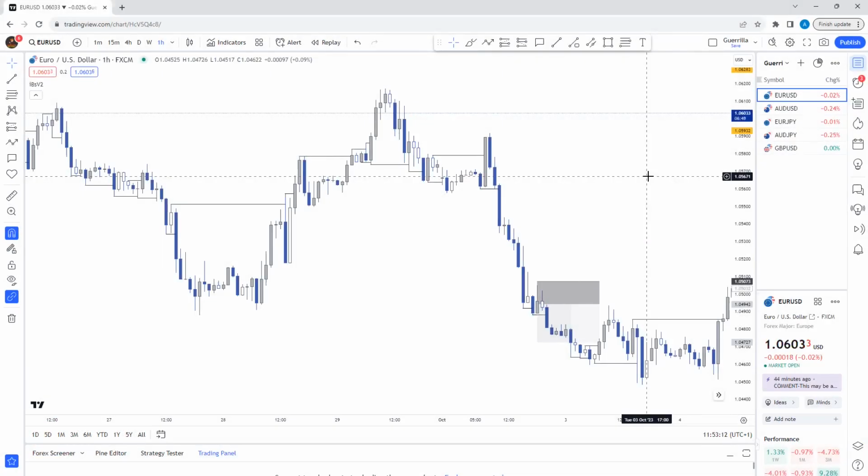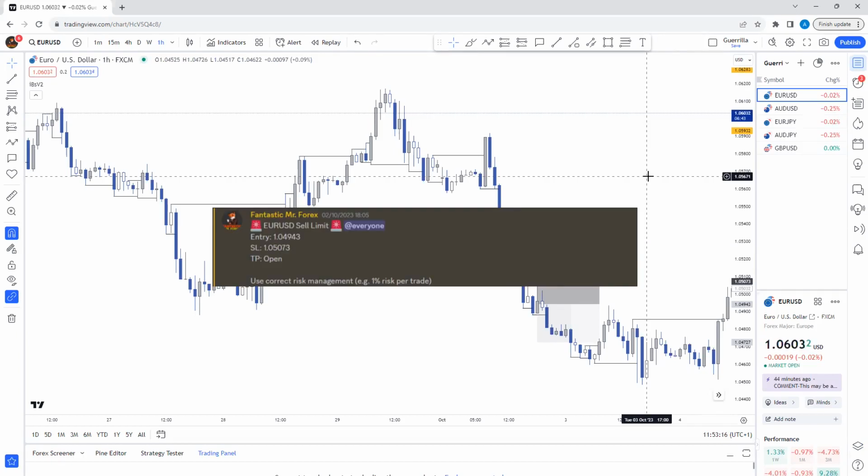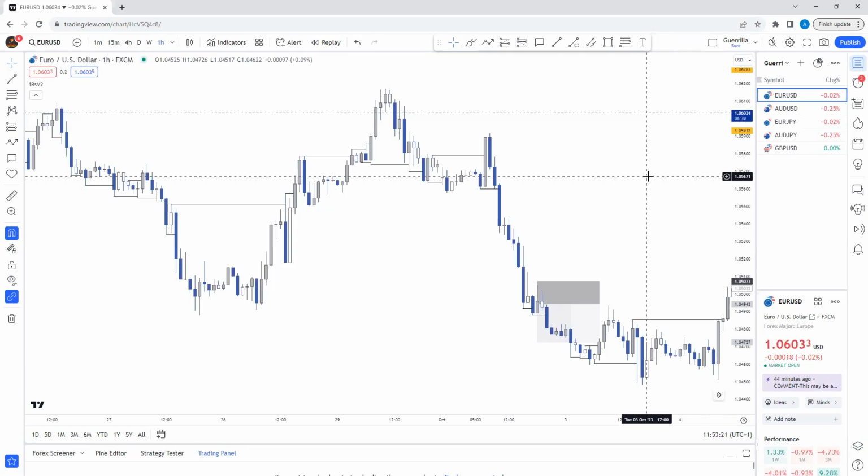So guys, starting with Euro US dollar. Now this trade was actually sent as a free signal, which means that everyone within the Discord server was able to get involved in this trade if they wished to. And yeah, as I've mentioned at the start of this video, this strategy is based on pure price action.